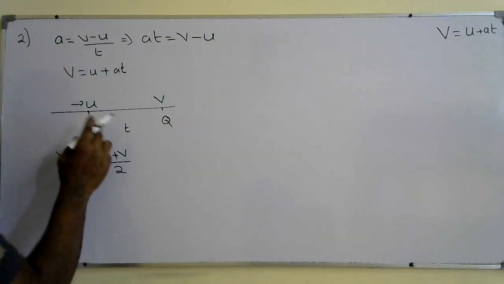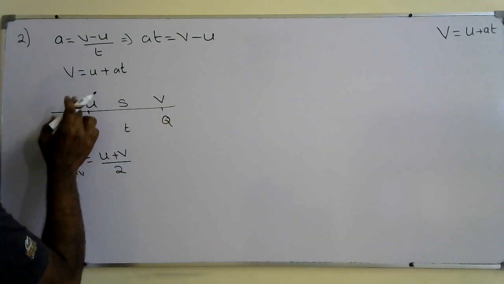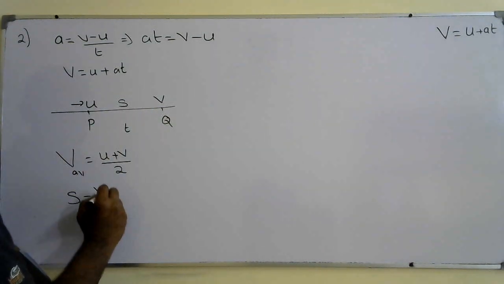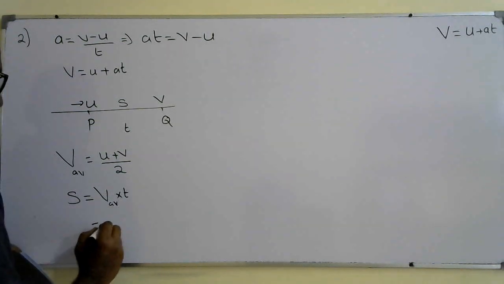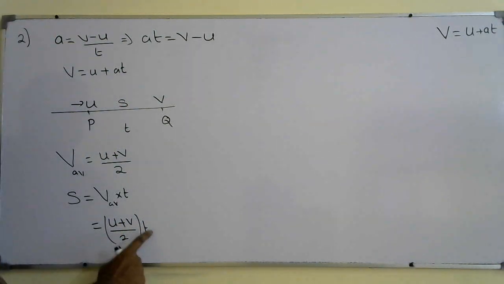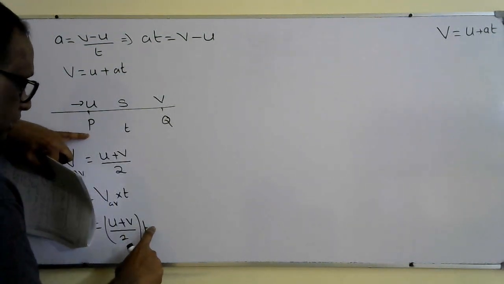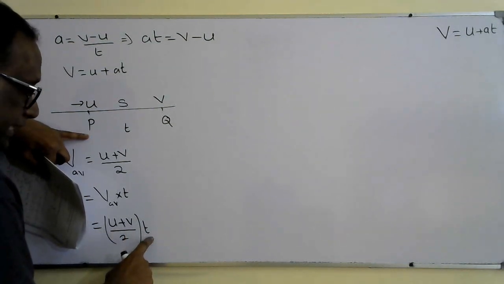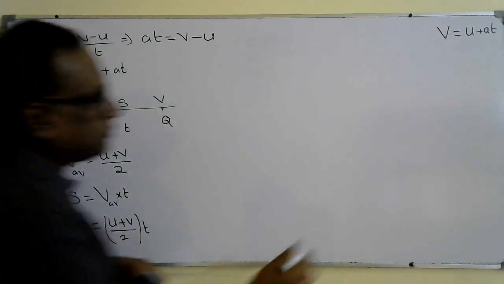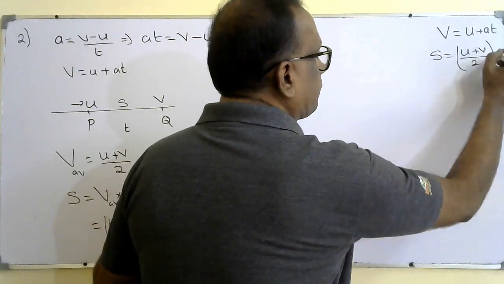So the displacement from P to Q, during the time t when its velocity uniformly accelerates from u to v, is given by average velocity into time, that is (u plus v) by 2 into t. I am considering the time duration from P to Q, so here the time is starting. When t equals 0, its velocity is u. When time is t later, the velocity is v. So the displacement during that time is s equals (u plus v) by 2 into t.